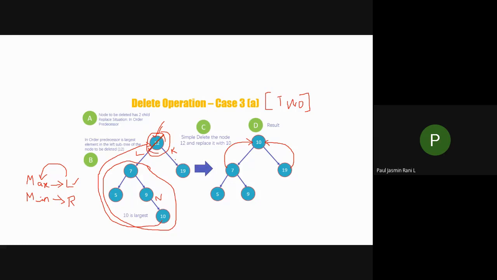Case 3. Let us consider that I want to remove the node 10 again from this result. Can you tell me what I have to do if I want to remove the root element 10? Again it contains two branches, left and right, and you can choose the left subtree itself. If you choose the left subtree, I have to take the maximum element, isn't it? So what is the maximum element of your left subtree? 9, ma'am. 9 is the maximum element.